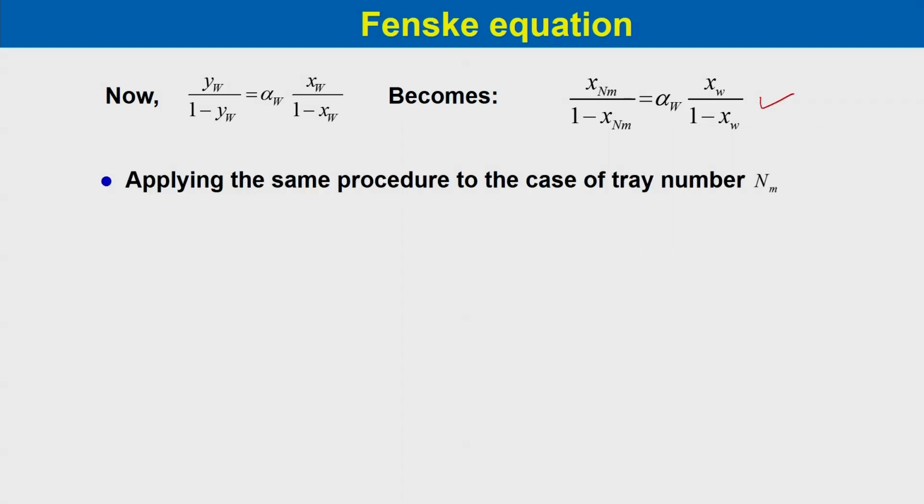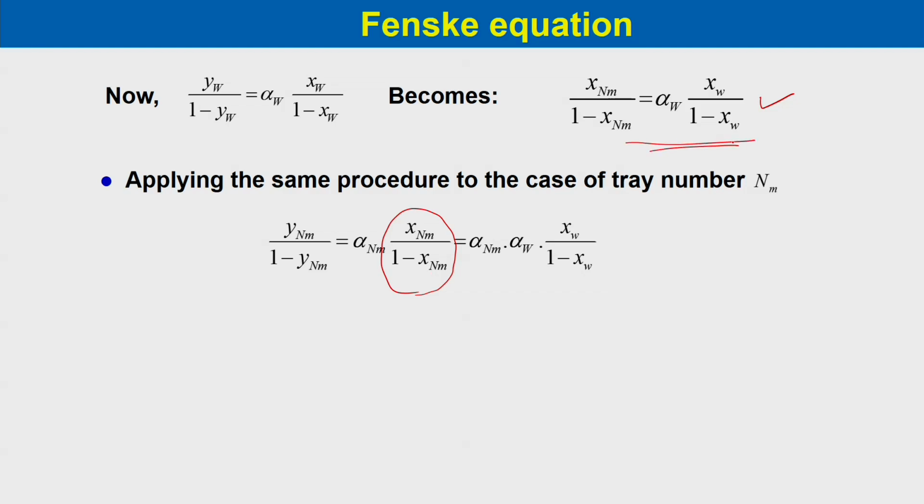Now, applying the same procedure to the case of tray number nm, we can write y_nm divided by 1 minus y_nm would be equal to alpha_nm into x_nm divided by 1 minus x_nm. Now, if we substitute this x_nm by 1 minus x_nm from this, we can write alpha_nm into alpha_w into x_w by 1 minus x_w.